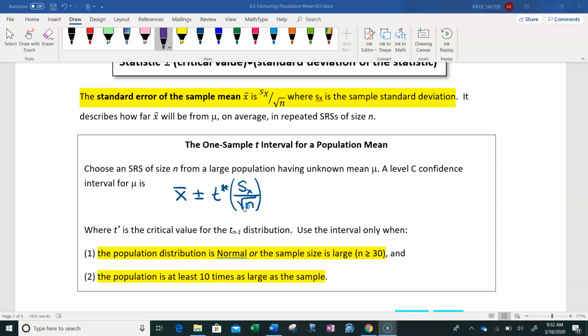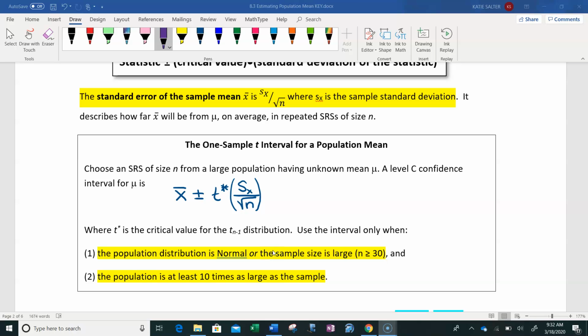So you just kind of have to substitute those into your confidence interval formula and put it together. All right, so here's some of the big things that we have to make sure that we check for. The population distribution is normal, or the sample size is large, which will allow us to say it's approximately normal. And then also the population is at least 10 times as large as the sample. So there's our 10% condition. And then here's our normality condition. And then we also, of course, have to make sure it's random.